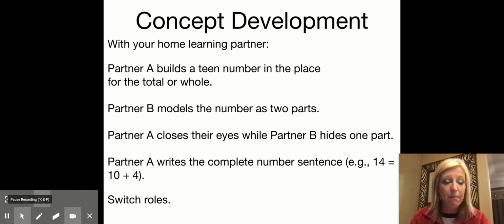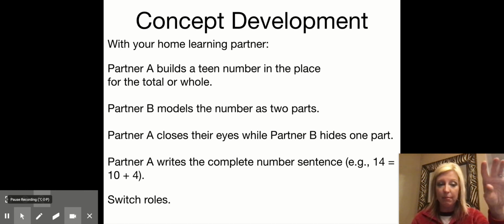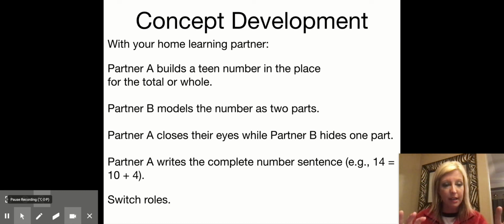Partner B models the number as two parts. So A, make the number. B, decompose it and break it apart into its two parts. Partner A will close your eyes. Partner B hides one part. Partner A writes the complete number sentence on their board or their paper, and then you'll switch roles.